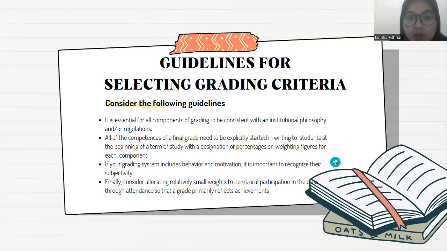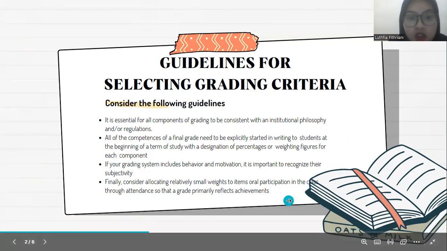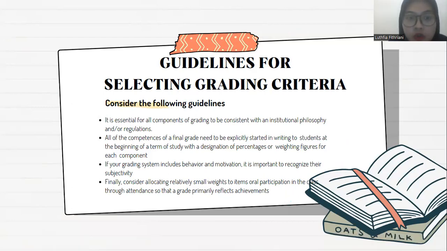If your grading system includes behavior and motivation, it is important to recognize their subjectivity. And finally, consider allocating relatively small weight to oral participation in class and attendance, so that a grade primarily reflects achievement.